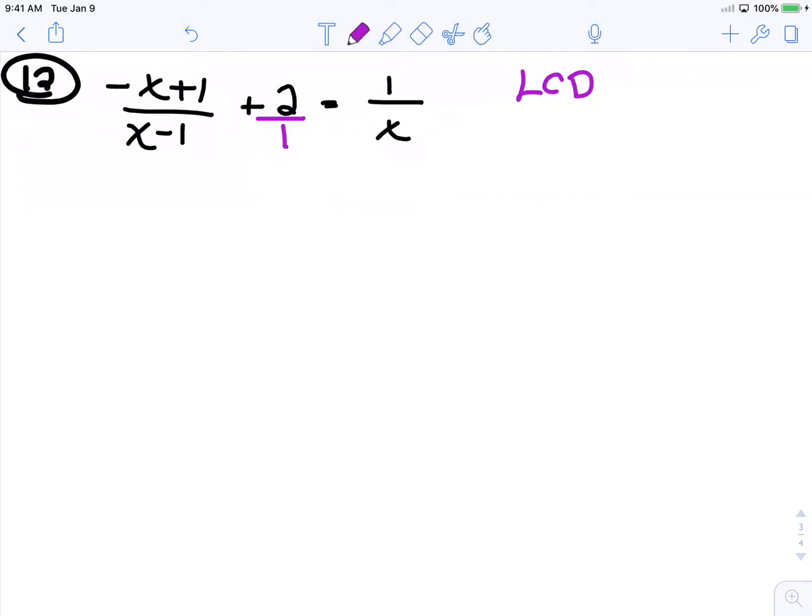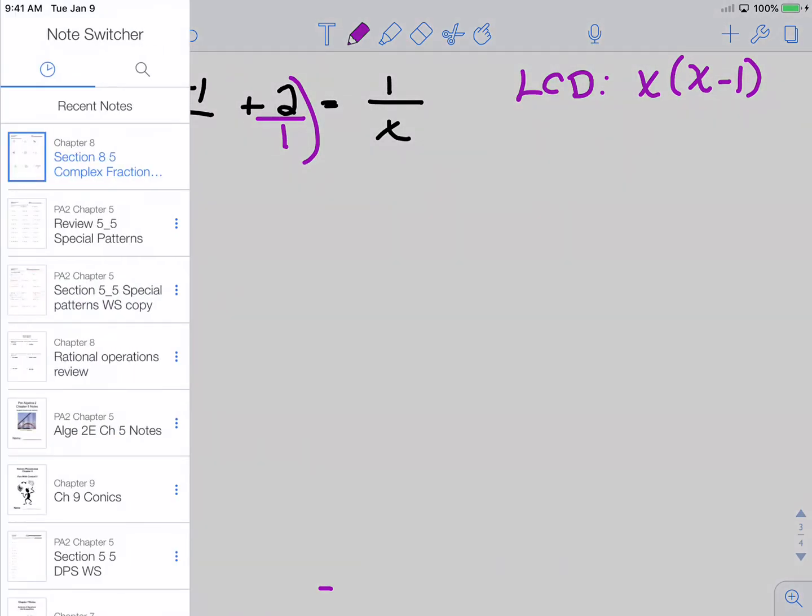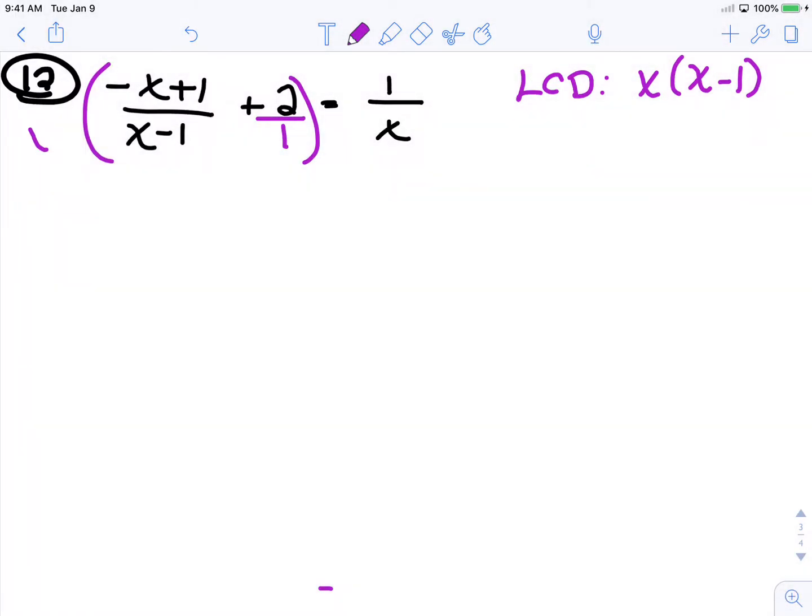So the least common denominator, none of the denominators need factored, is just the list of the factors, or the denominators in this case. So one denominator is x, and the other denominator is x minus 1. That's going to be our least common denominator for this equation. So we're going to use that least common denominator and multiply the left side by the x and the x minus 1.